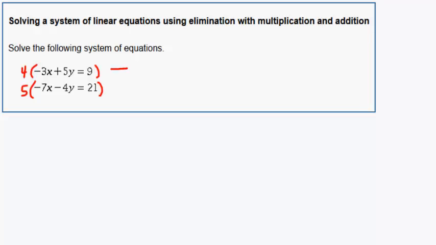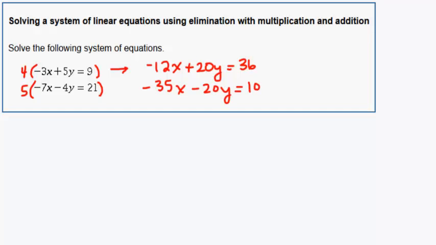When I do this, this is going to give me negative 12x plus 20y equals 36. And this is going to give me negative 35x minus 20y equals 105. As you can see, this is doing exactly what we wanted it to do. Now we have a term that, when we add the two equations, will be eliminated.